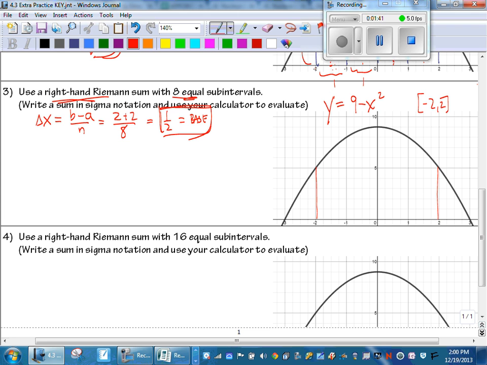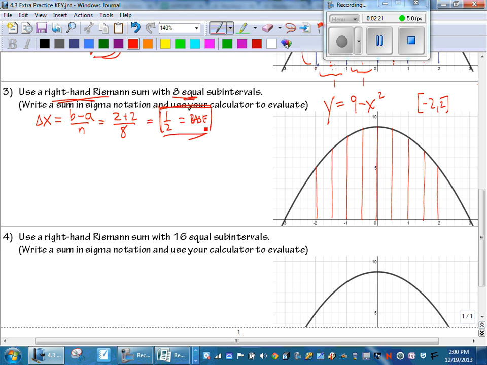Well, if we look at this, we're breaking this up into 8 equal parts. Each one has a base of 1/2. So we would be going from negative 2 to negative 1.5. That's our first interval. Then negative 1.5 to negative 1. Then to negative 1/2, 0, 1/2, 1, 1.5, and 2. So we've broken the interval from negative 2 to 2 into 8 equal parts, half of a unit each time. So we have 8 regions, 8 intervals, and the base of each one of these is 1/2.